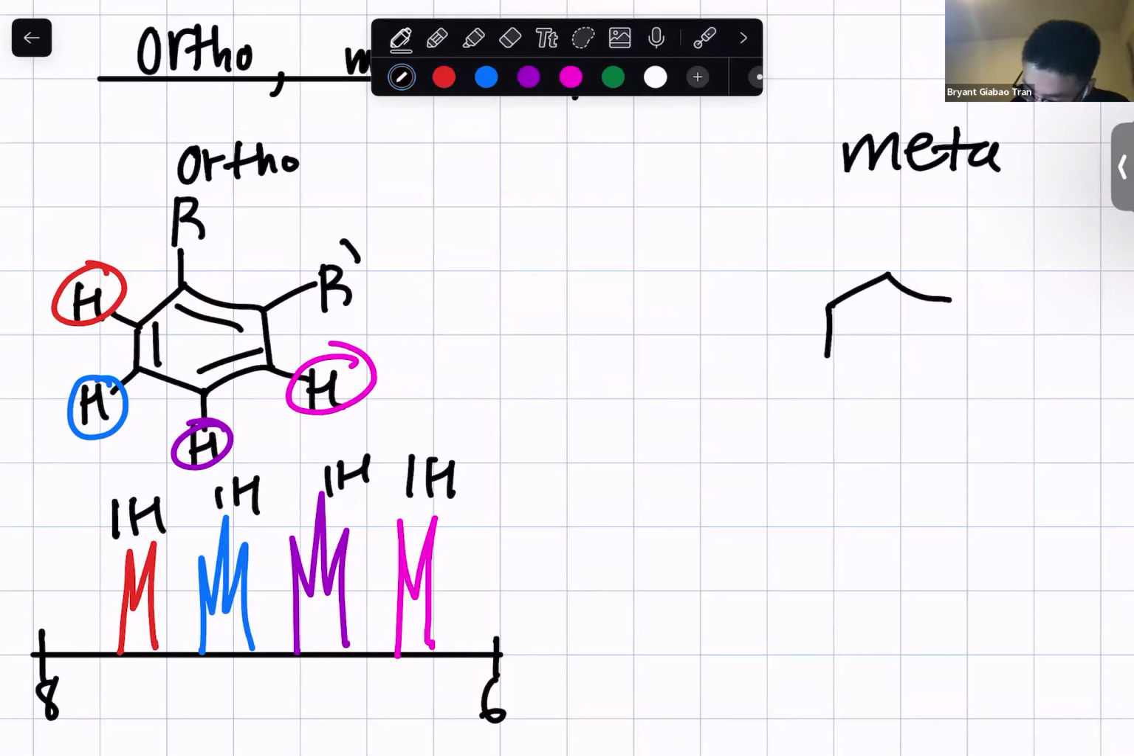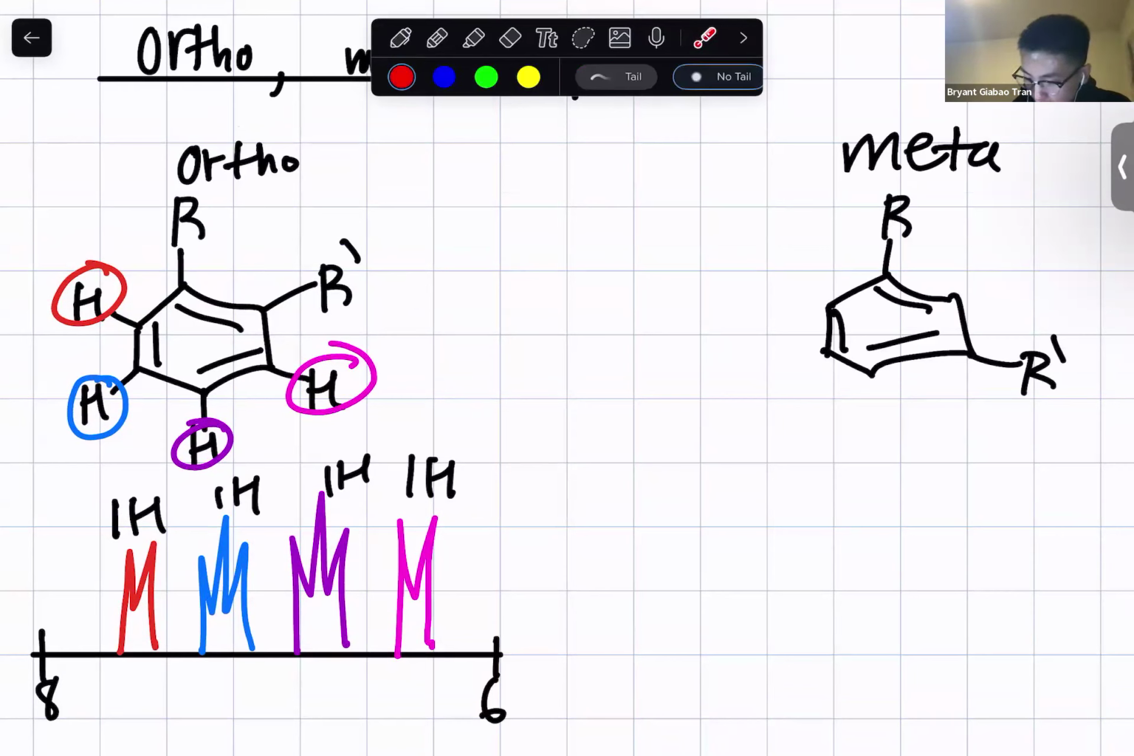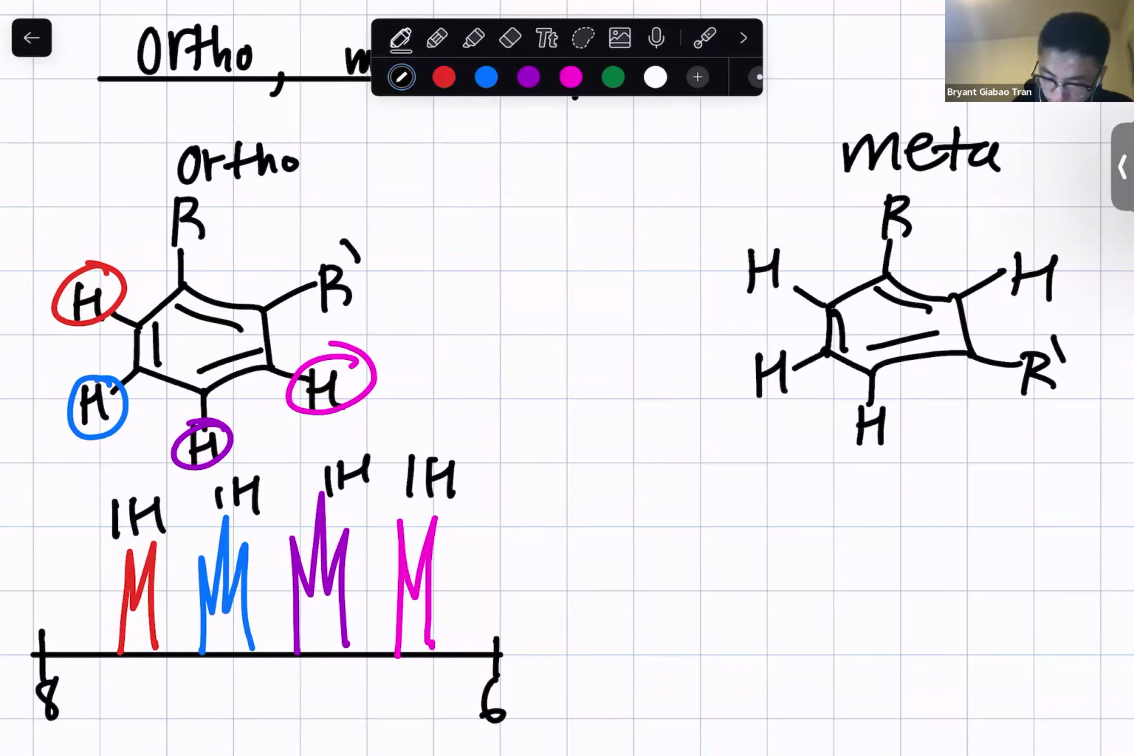For meta, right? We have a benzene ring and we have 2 R groups. Let's say one R group there and another R prime group here. These R groups are 2 carbons away from each other, or there is one carbon of separation between those two. There are also 4 benzene hydrogens, and all of these 4 benzene hydrogens are unique. There are no identical hydrogens here, right?